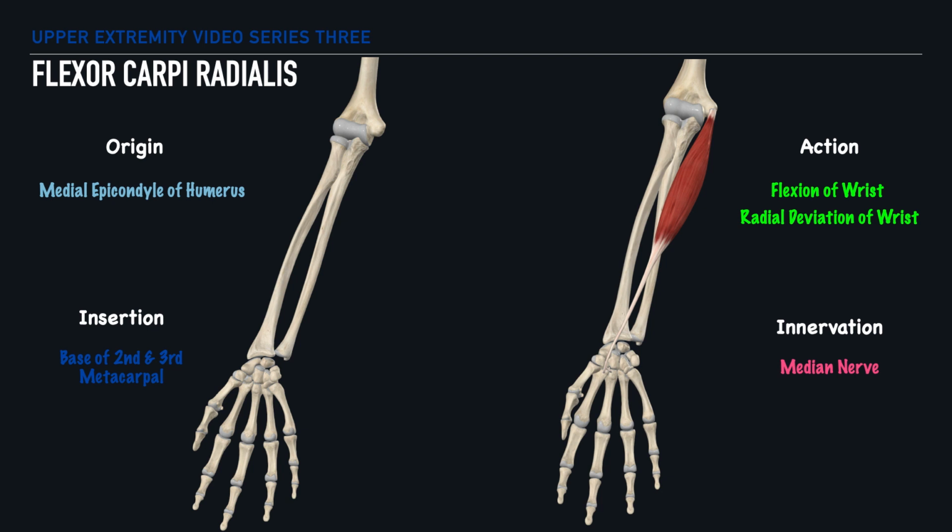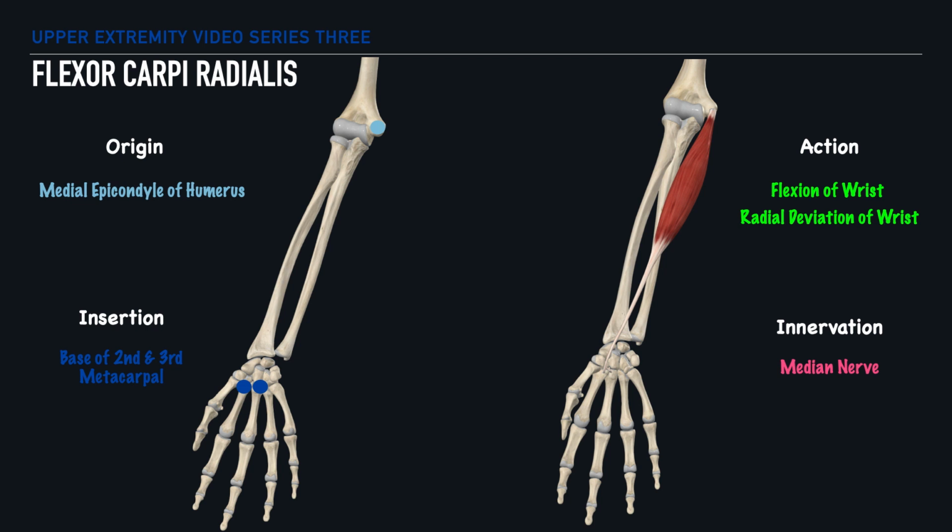Next, we have the Flexor Carpi Radialis muscle, and its origin is on the medial epicondyle of the humerus, and it inserts at the base of the second and third metacarpals. In terms of its action, this muscle gives us the ability to perform flexion of the wrist along with radial deviation.